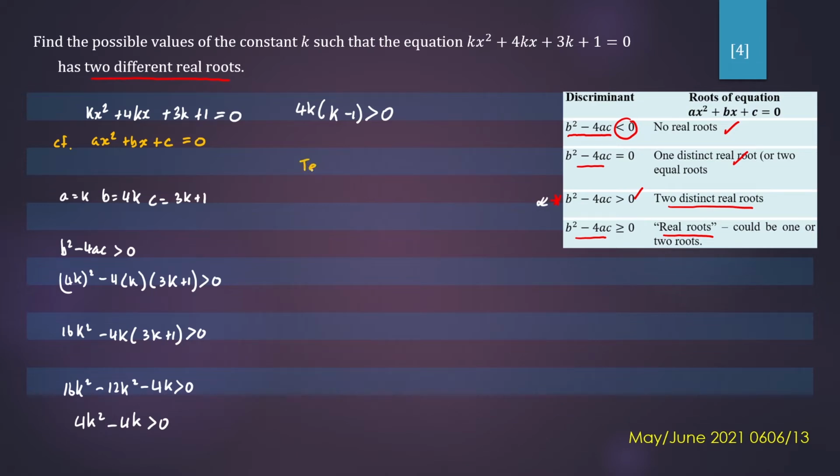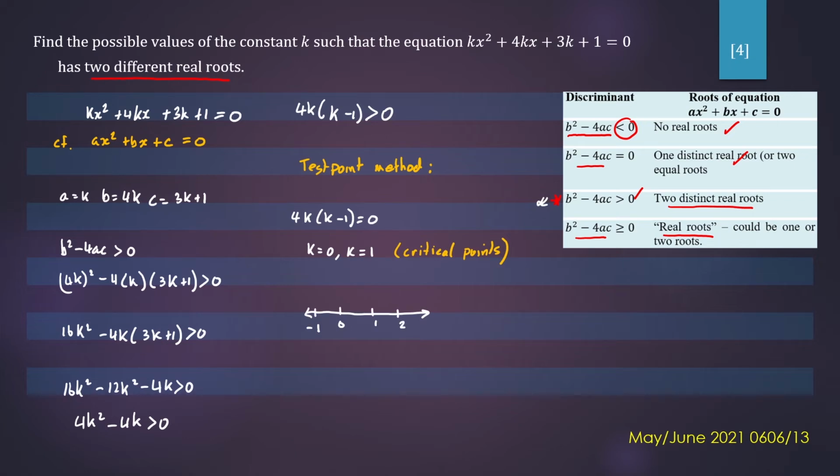Let's try the test point method. So for this method, we'll write down the equation again, but we'll let it equal to 0. So 4k, k minus 1 equals 0. When you try to solve that equation, you'll get k equals 0 or k equals 1. Those are the roots of your equation, but we can also call them critical points. So let's put those critical points on a real number line. Here's our number line. So we have 0, let's put that there, 1, 2, and let's use also negative 1.